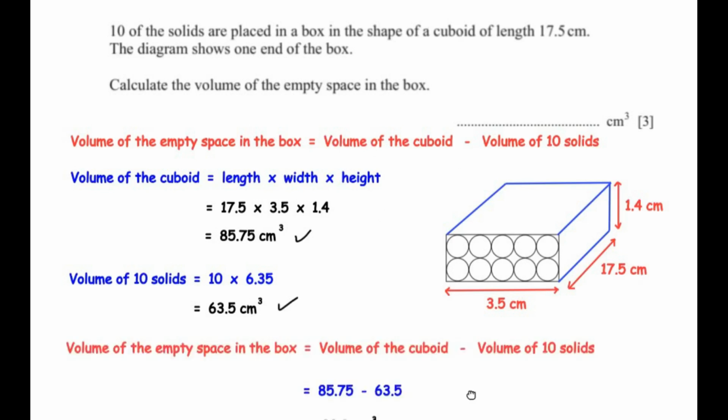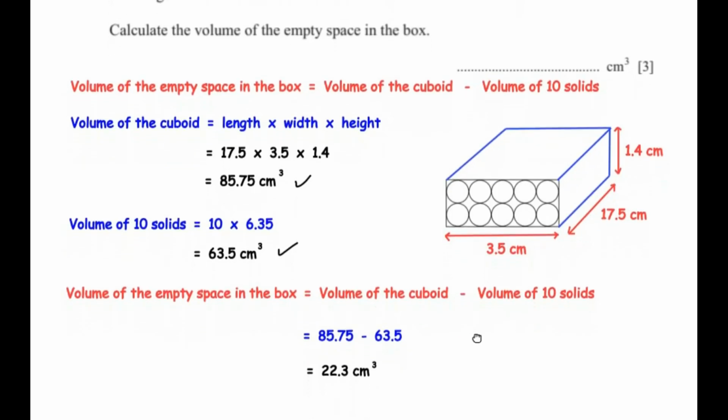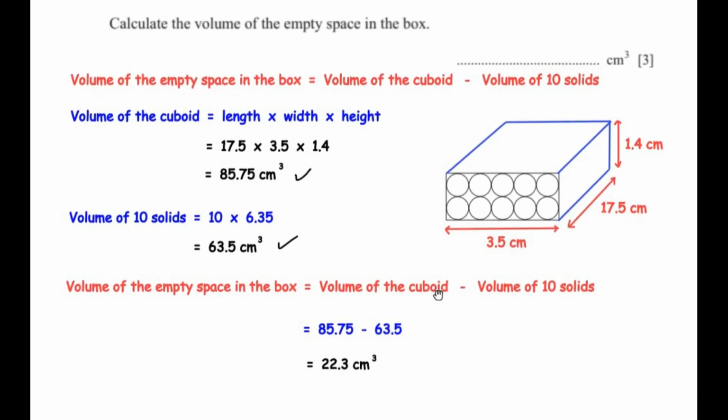So we have volume of the empty space in the box is equal to volume of the cuboid minus volume of 10 solids. Volume of the cuboid we got it as 85.75 minus volume of 10 solids we got it as 63.5. So this will give us the value as 22.3 cubic centimeter. So this is the volume which is left out in this cuboid after 10 solids have occupied the space.